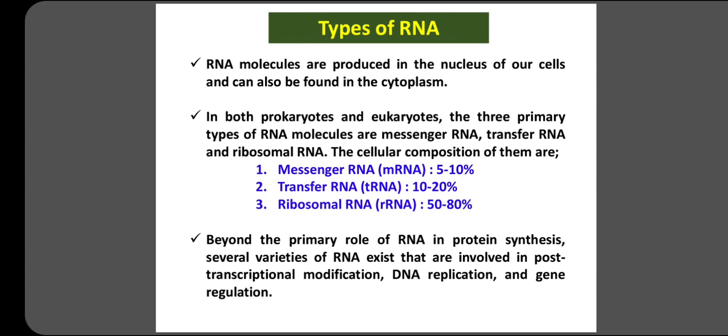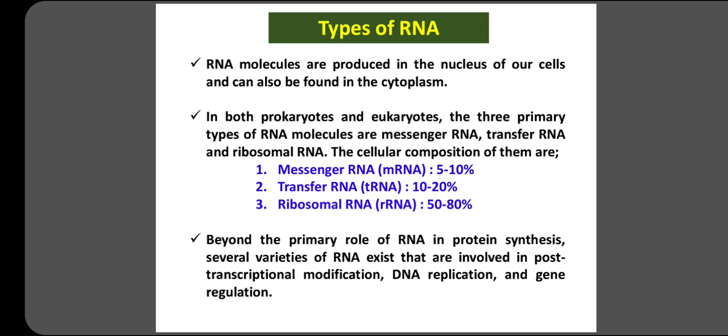So here are the types of RNA. RNA molecules are produced in the nucleus of our cell and can also be found in the cytoplasm. The nucleus and cytoplasm are different sites.